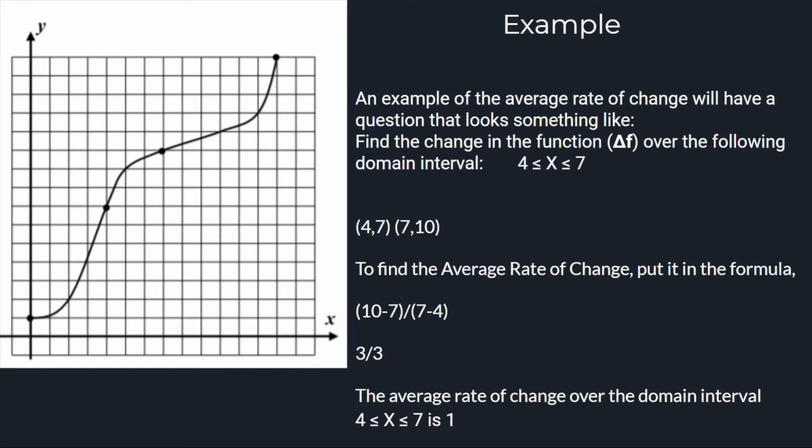You could read the question, and I'll give you a moment. Alright, so the first thing I did, look at the graph, find my coordinates. I got the 4, I got the 7, and I got the y values that they are at. I put it into the formula, simplify it, and now I know that the average rate of change over the domain interval is 1. Now, if you look on the graph, it doesn't look like it's 1, but this would be the average. This is a hypothetical line.